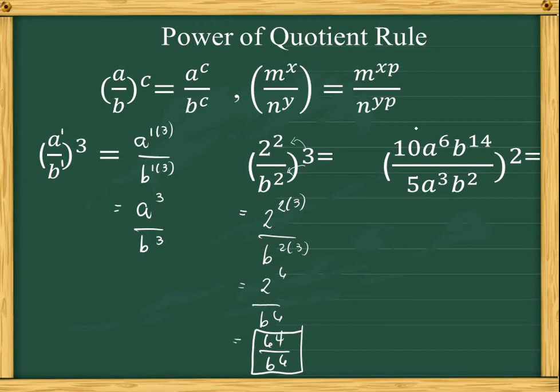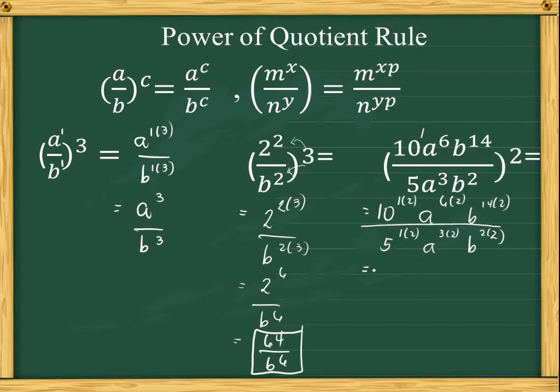So, we have here a quantity of 10a raised to the 6th power b raised to the 14th power all over 5a raised to the 3rd power b squared, raised to the power of 2. Again, the exponent of a whole number, kapag walang nakasulat or numerical coefficient, automatic is 1. So, 10 raised to 1 times 2, a raised to 6 times 2, b raised to 14 times 2, all over 5 raised to 1 times 2, a raised to 3 times 2, b raised to 2 times 2.